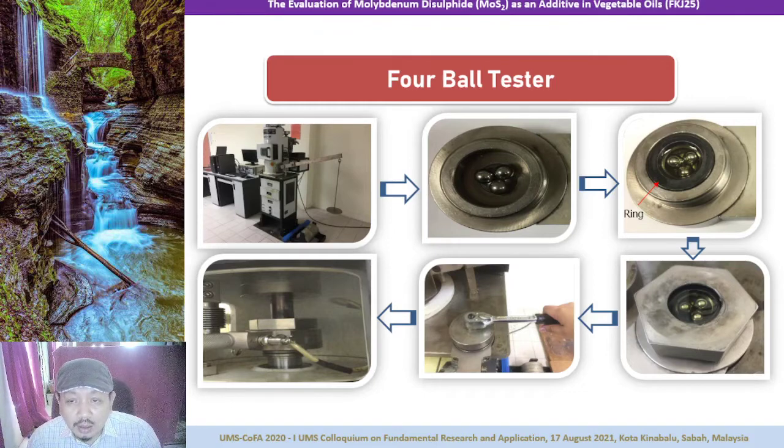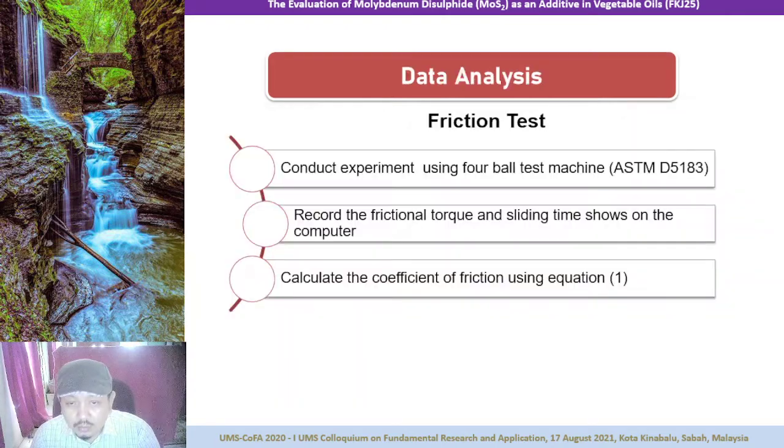Okay, we submerge the 3 balls in the oil, and we put the ring so that the balls don't move, and on top of it we put the single ball, connect it to the 3 balls and rotate while applying a load of 100 Newton, 200 Newton, 300 Newton, and 400 Newton.